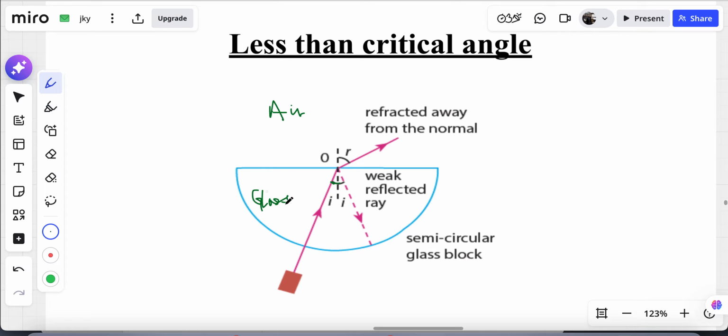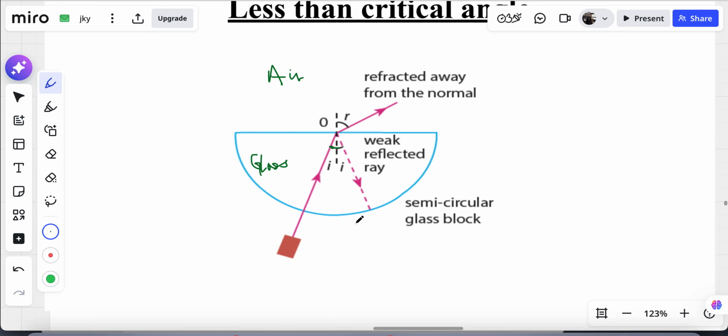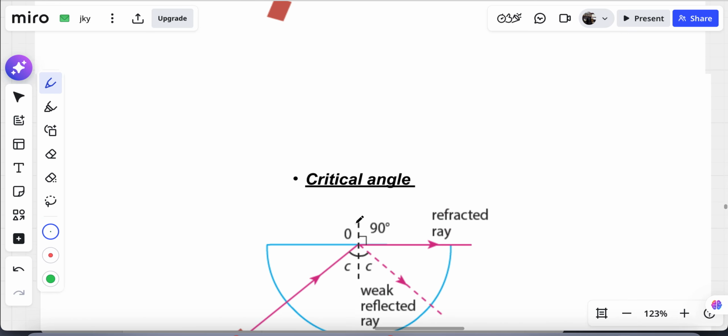So you must choose from a denser medium before you talk about critical angle or total internal reflection. You must start from a denser medium. So you are shining the light through this glass, and then most of the rays are refracted out, and only few are reflected inward. So here we don't have a critical angle yet, and we don't have total internal reflection.